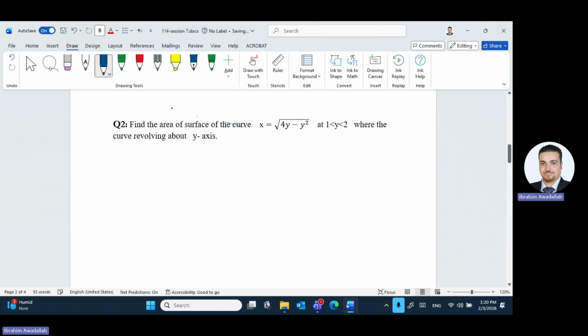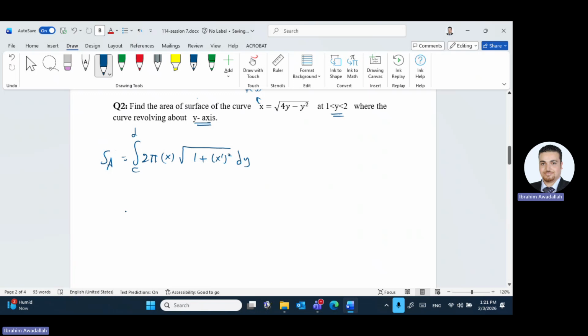Another question, this time x equals. Since x equals and y is from 1 to 2, that means the y-axis. As you see, SA equals the integration from C to D this time, of 2 pi x, the root of 1 plus x prime squared dy. This x, by the way, is f of y. And here we have y, so everything is fine, no problem.